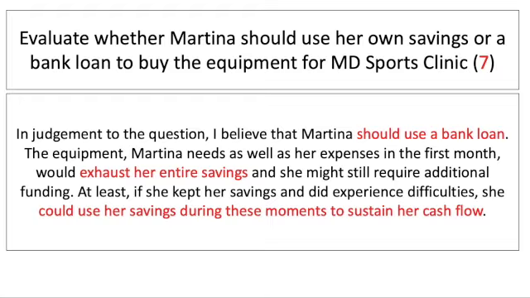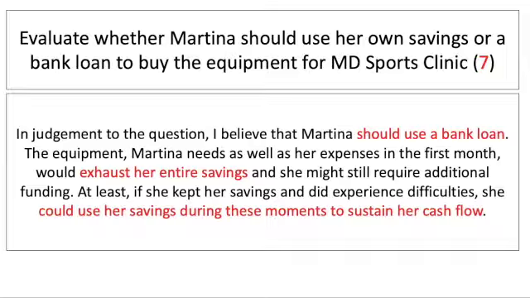Well, straight away, I've highlighted that in red because that is my decision and I can get a mark for giving that decision. But I need, obviously, to get the other 2 marks. And that's where the justification comes in, and it has to apply to the situation. So I've put Martina needs, so the equipment Martina needs, as well as her expenses in the first month, would exhaust her entire savings. And therefore, obviously, the £6,000 in the first month and the equipment, we don't know what the cost of the equipment is, but we can guess that this is going to be greater than £5,000.